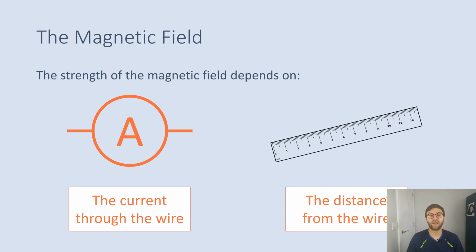Now, the strength of the magnetic field depends on 2 things. It depends on the current through the wire. Obviously, the larger the current, the stronger the magnetic field. And again, it also depends on the distance from the wire. The closer you are to the wire, the stronger that magnetic field will be.